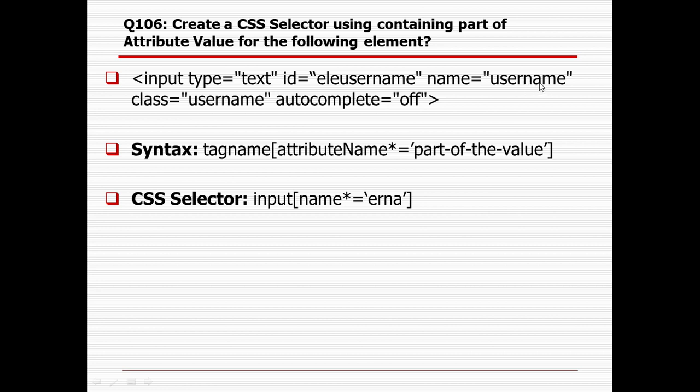But you are not sure about the full value. That will also work, in case the part is unique. So for the name, it will work. The syntax is input, then square bracket, name star equal to, and any part of the value that will be contained. That's how you can create your selector using the contains part.